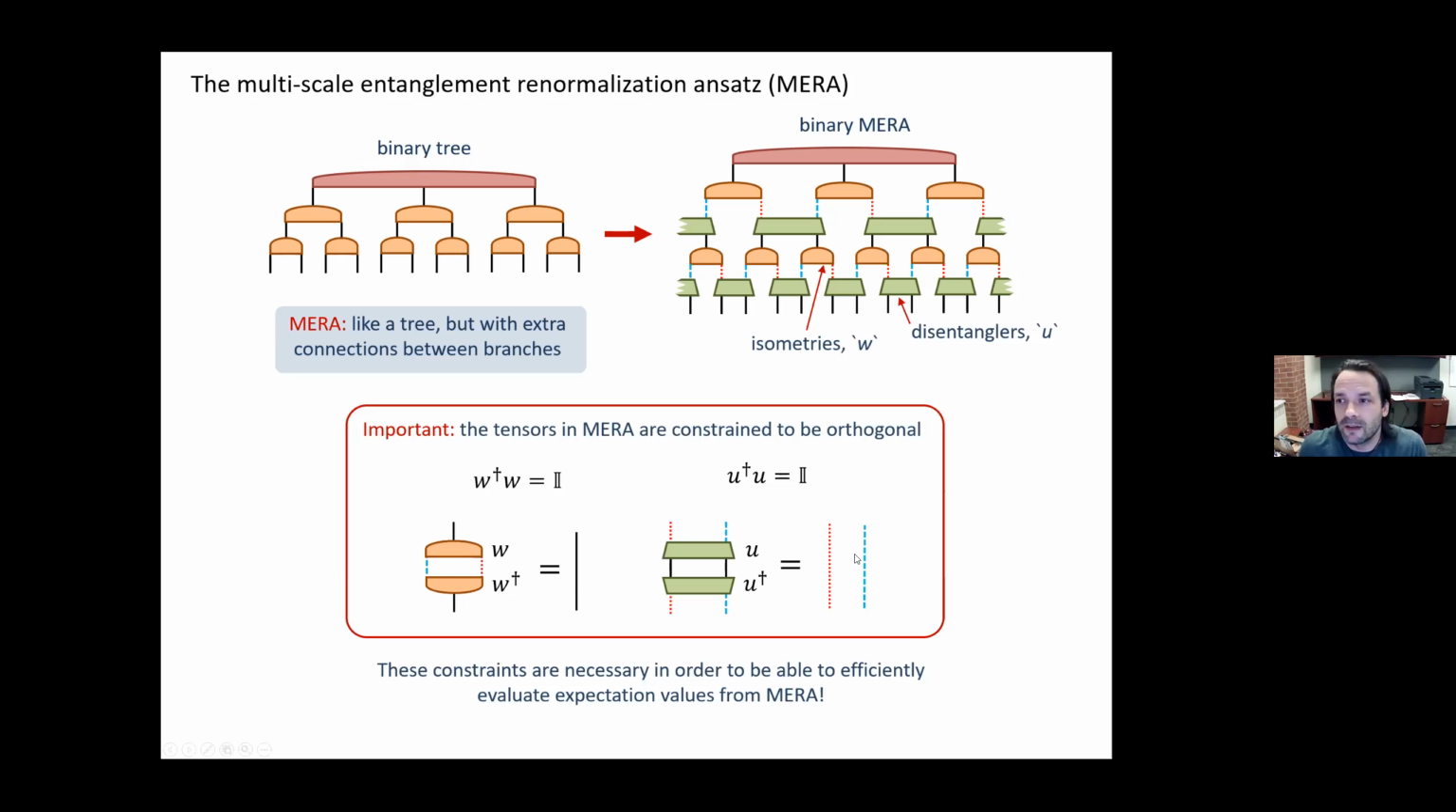And these tensor constraints are really important, or necessary, in order to be able to efficiently evaluate expectation values from the MERA. If I don't have these constraints, then it's not efficiently possible to exactly evaluate things from the MERA.